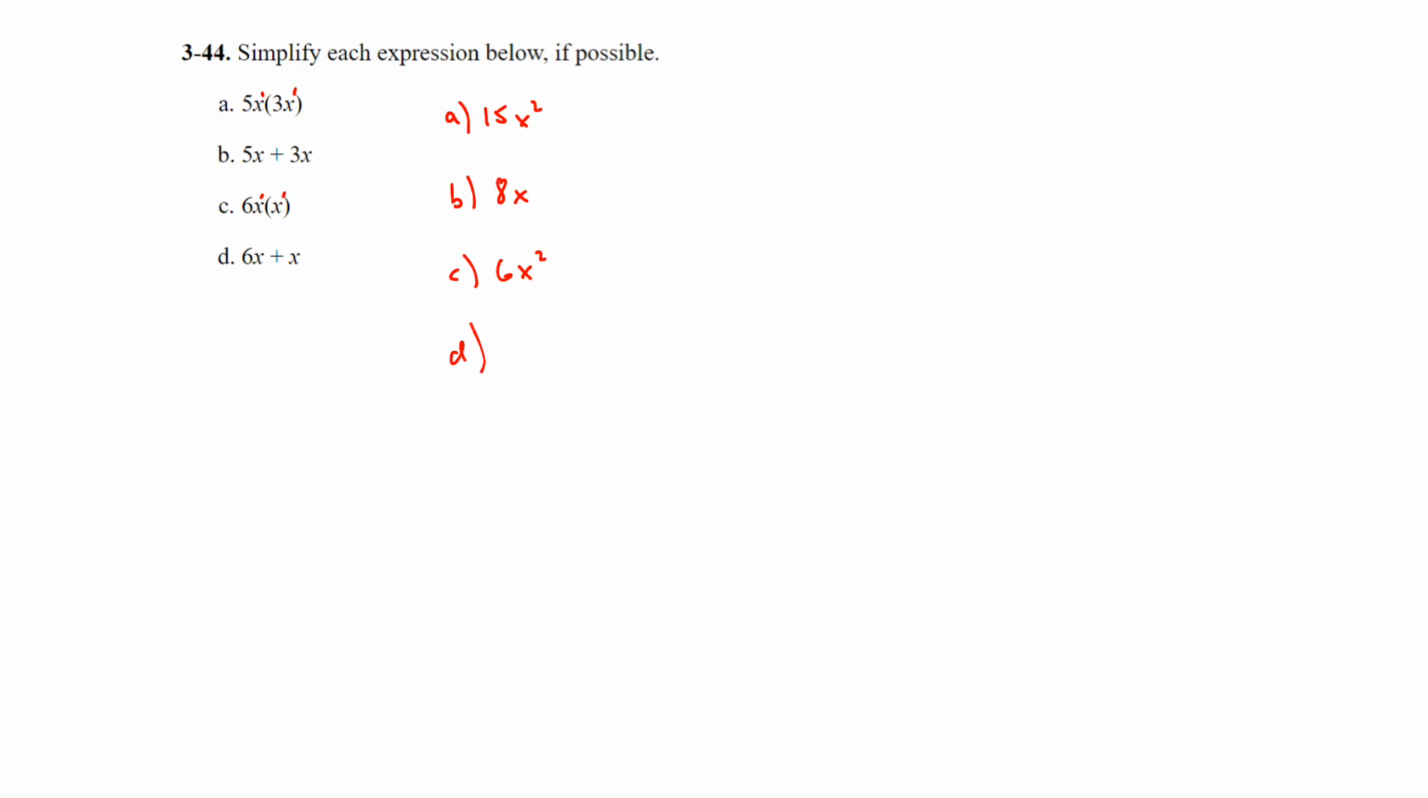And then on D, you have 6x plus 1x, so that should be 7x. So that is it for that section of homework.